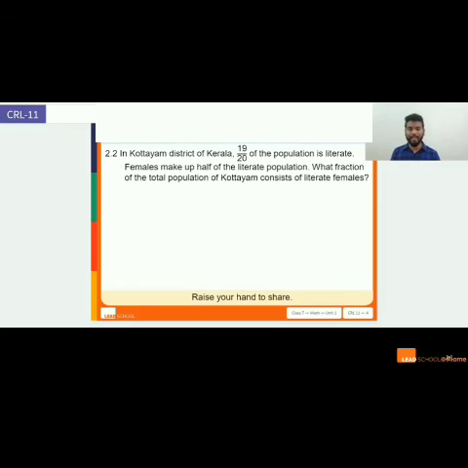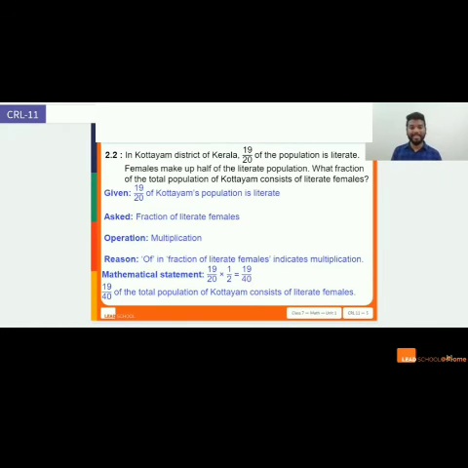Let us discuss our answers. Alright. So 19 out of 20 of Kottayam's population is literate. This information we already know. Okay. What fraction of literates are females? Correct. That's what they want us to find out. Total population of Kottayam that consists of literate females.